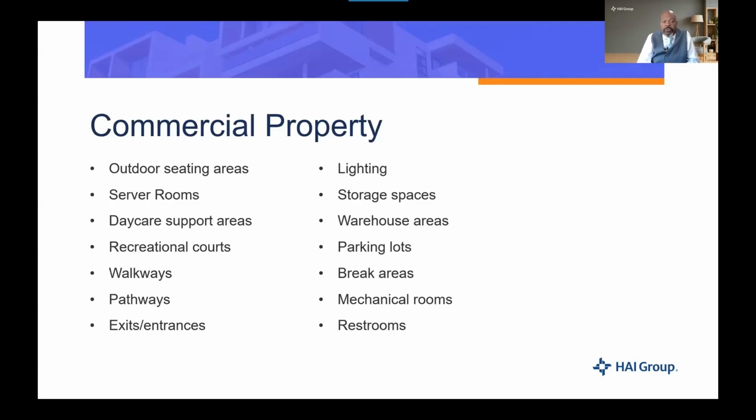When it comes to commercial property, we also want to look at outdoor seating. I know that some commercial places and office spaces, they have little seating areas for people to sit out and enjoy lunch in the outdoors. Server rooms are spaces that you want to look at. Daycare and support areas, recreational courts, walkways, pathways that may lead between buildings, exits and entrances. You want to examine lighting again, because when you're talking about commercial spaces, sometimes you have security things in place. So you want to make sure lighting is a part of that check as you're looking at the location and doing your assessment.